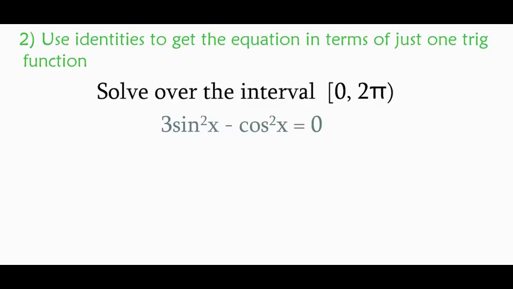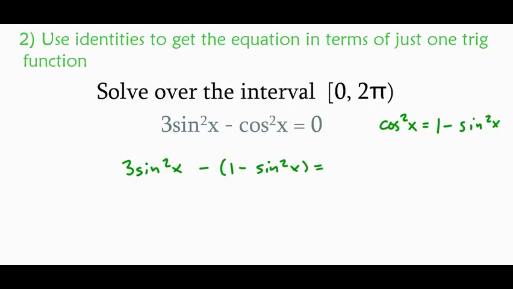So what I'm going to do is I'm actually going to get rid of the cosine. And I'm going to do that using this identity. Remember that cosine squared is 1 minus sine squared. That's a trig identity. So I'm going to do a substitution here. So I have 3 sine squared x minus, and then in parentheses, 1 minus sine squared x equals 0.